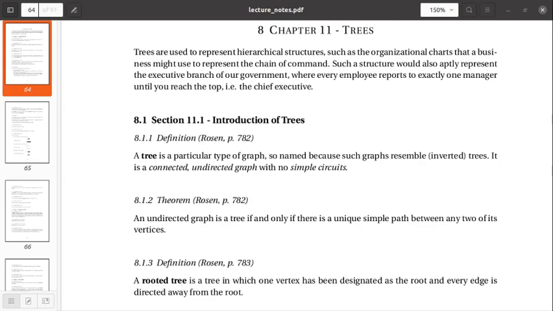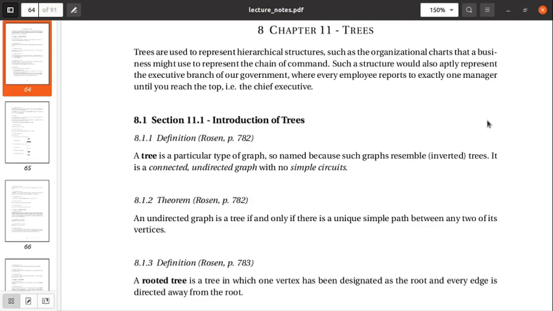Okay. So trees, you can read this introduction yourself, right? But trees are used to represent hierarchical structures, such as organizational charts that a business might use to represent a chain of command, or an HTML document object, right? The document object model has as a root of a tree structure the document, and then everything else flows from that, and we'll take a look at that whenever we come back from spring break.